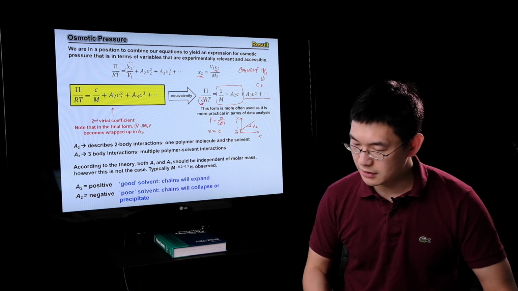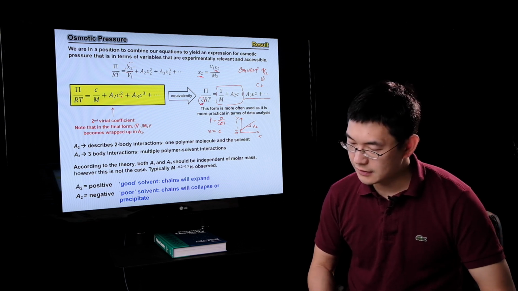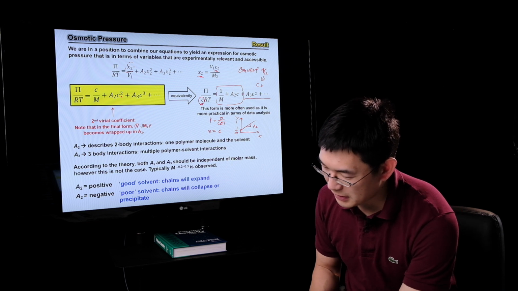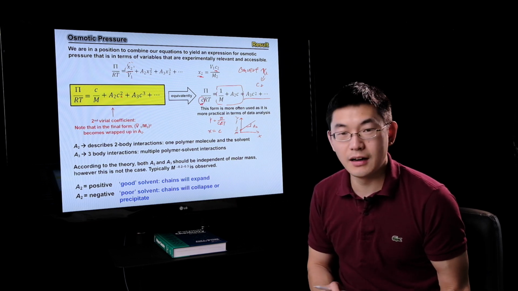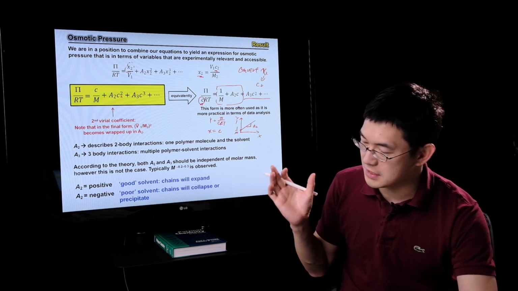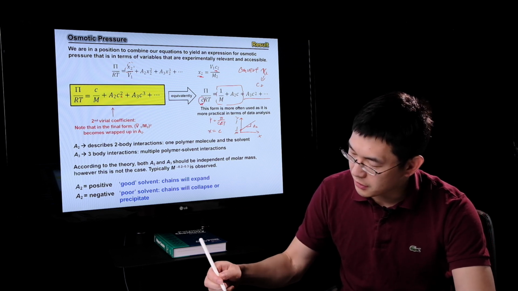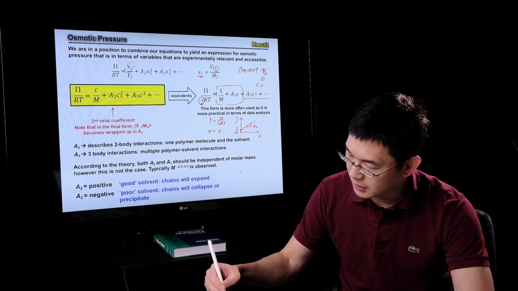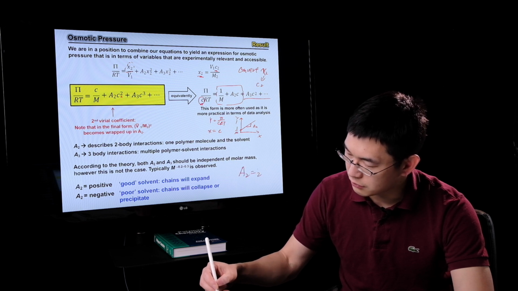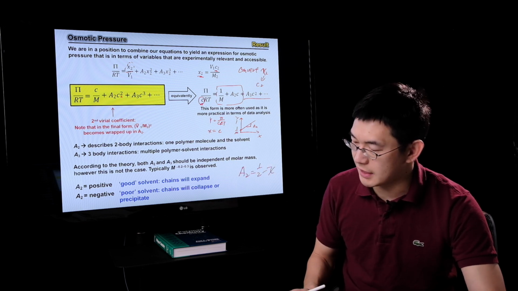But I will remind you that there is a slight difference between A2 and chi. I will describe in a later part how they relate. So A2 will be equal to 1/2 minus chi.